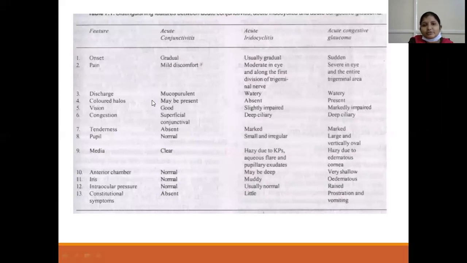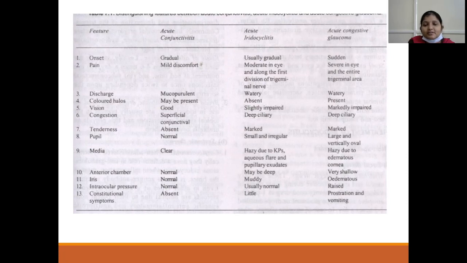And how will the vision be? It is good in conjunctivitis, whereas it is impaired in both glaucoma as well as iridocyclitis. Congestion is conjunctival in conjunctivitis and circumcorneal in iridocyclitis and glaucoma. Tenderness is absent in conjunctivitis, whereas it is marked in both iridocyclitis and glaucoma. Pupil is normal in conjunctivitis, whereas it is small or miosed in iridocyclitis, and it is large and vertically oval in glaucoma.